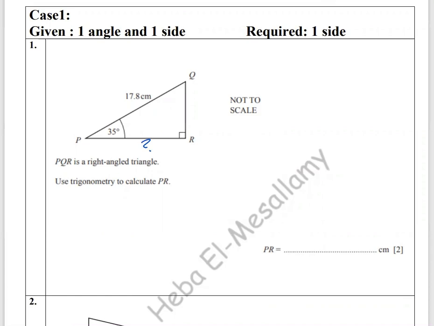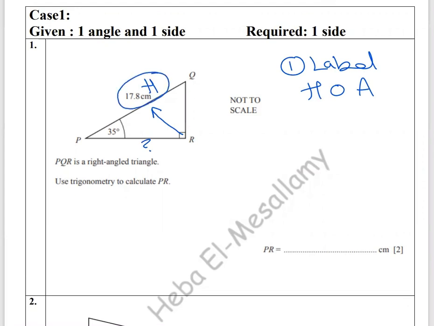First of all, we are going to start following the steps. Step one, label. I'm going to label all the sides. One is going to be the hypotenuse, the second one is the opposite, and the third one is the adjacent. From the 90 degrees, I'm going to drop an arrow. So this side is going to be the hypotenuse. This side is a given side, so I'm going to circle it. Circle the value of the side and the letter beside the side.